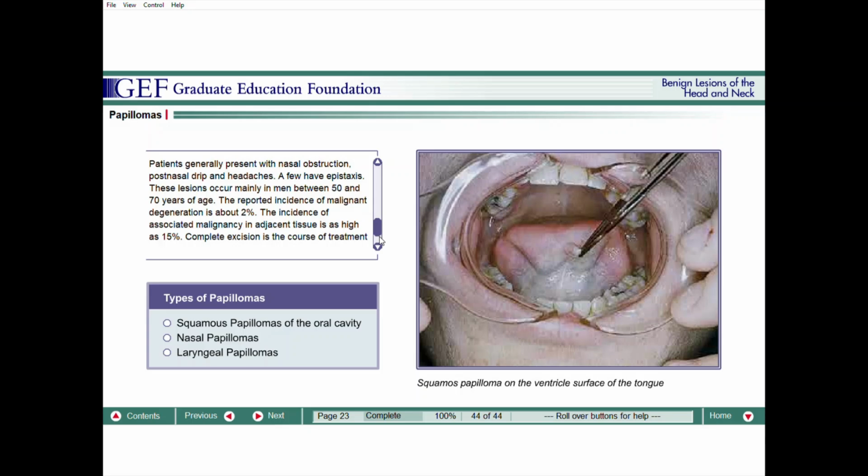The reported incidence of malignant degeneration is about 2%. The incidence of associated malignancy in adjacent tissue is as high as 15%. Complete excision is the course of treatment for these lesions. Recurrence is common because excision is often incomplete.